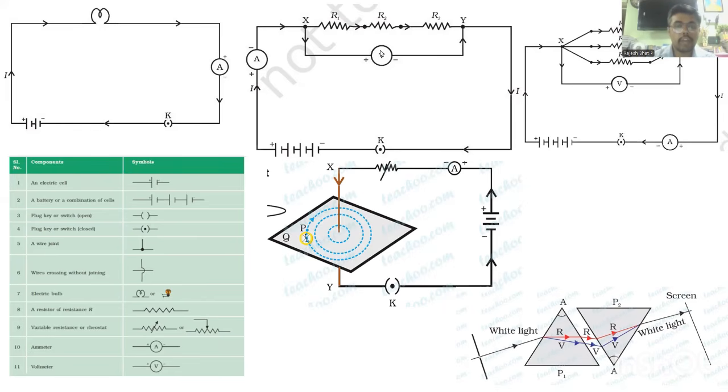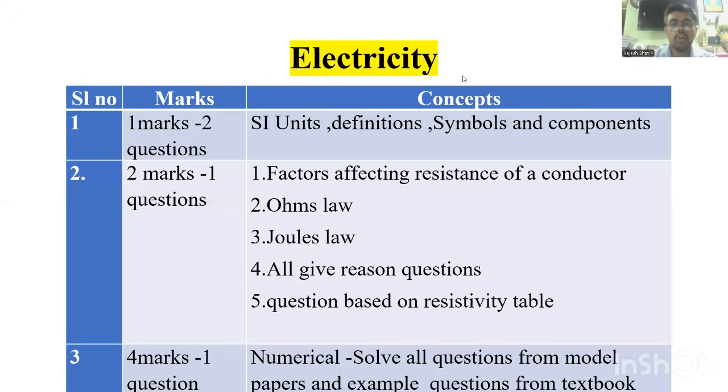Let me go to the next one. Coming firstly to the electricity chapter, this is the overview of the chapter. And this year we know we have a blueprint. Based on the blueprint, and based on observing all our preparatory and model papers, I have prepared this. These are the outcomes, like this is how the question paper will be.